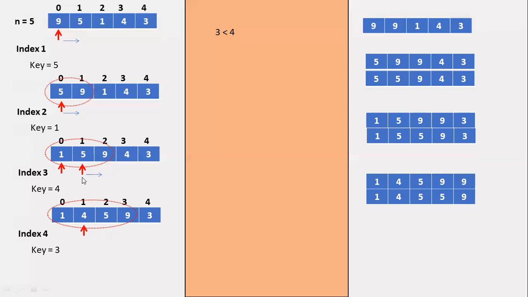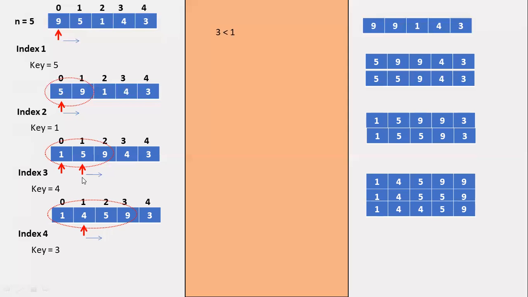Okay. Now again we need to compare key with the 4. So here 3 less than 4, the condition is true. So 4 is moved to the index value 2. And the output will be 14459. Now again key must be compared with 1.